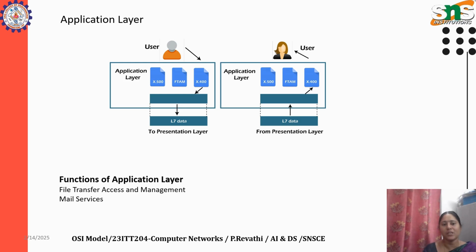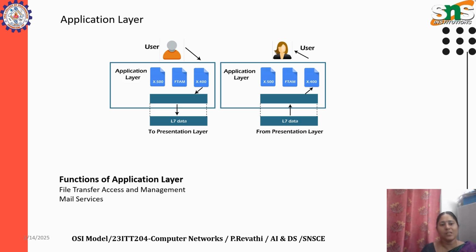Functions of application layer: file transfer, access, and management. An application layer allows a user to access the files in a remote computer, to retrieve the files from a computer, and to manage the files in the computer.